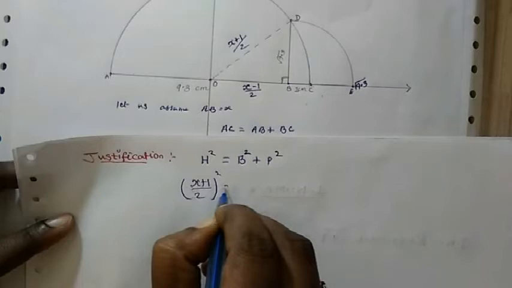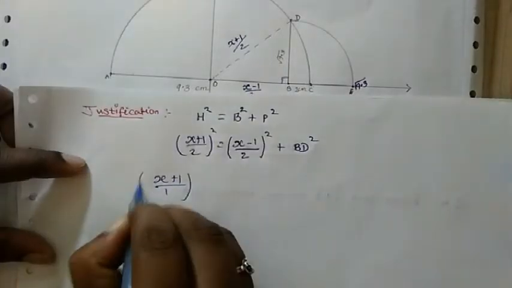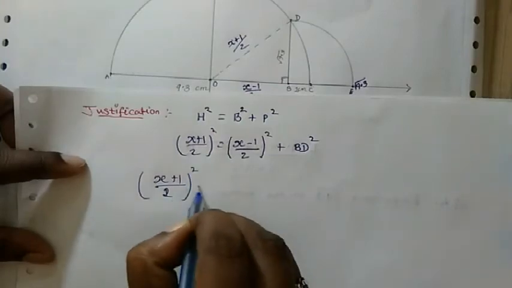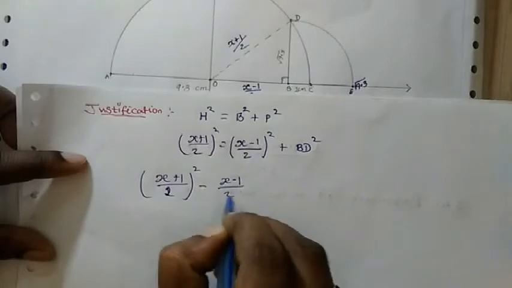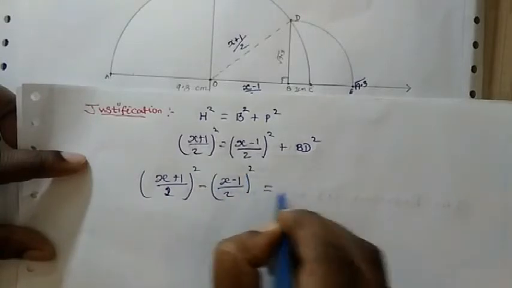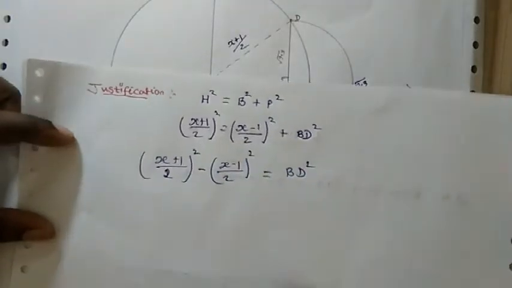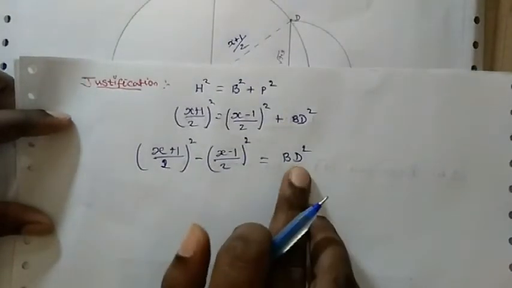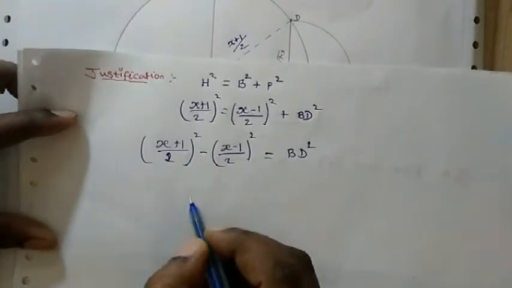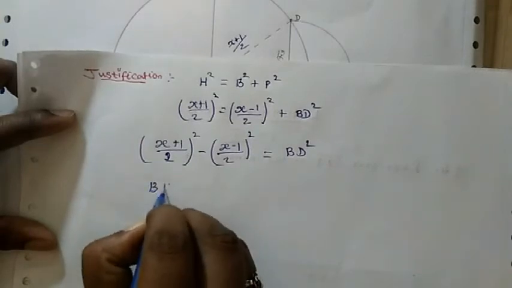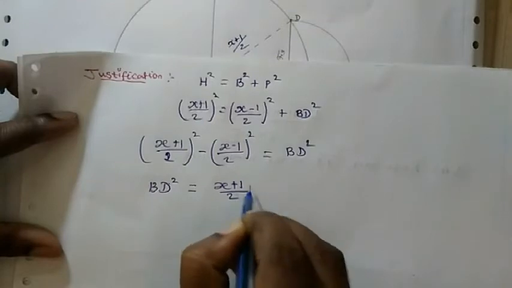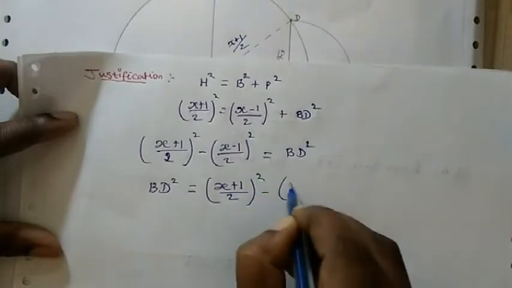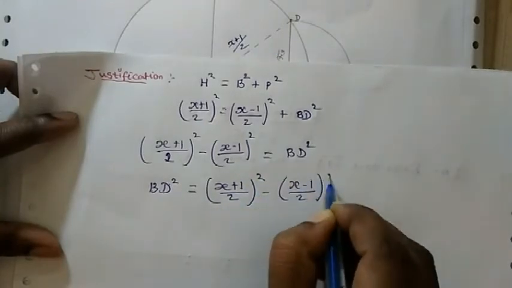We have to find BD, so we'll keep BD on one side and bring the other side over. The square will come to this side and become minus (x - 1)/2 squared. Now we'll arrange it: I'll bring this to the right side. So BD square equals (x + 1)/2 squared minus (x - 1)/2 squared.